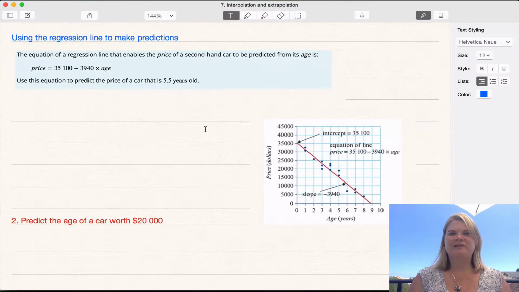Hello and welcome to our video on interpolation and extrapolation and using the regression line to make predictions.